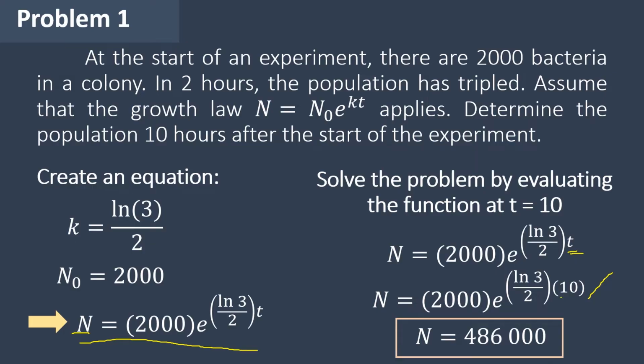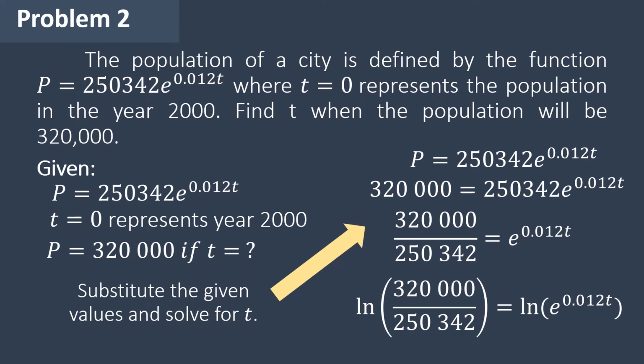So, we're going to multiply first 10 by the natural logarithm of 3 over 2. And whatever the results, yun na yung magiging exponent natin sa e. So, e raised to the power of the product of these two expression. And after that one, we're going to multiply it to 2,000. So, the final answer is 486,000. Again, it would be convenient if we're going to use scientific calculator para mas madali nating ma-perform yung mga operations natin. Now, let's proceed with the second problem.